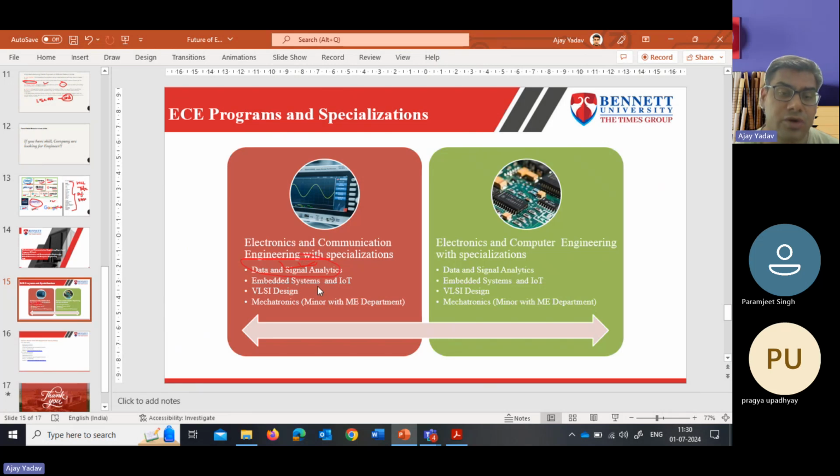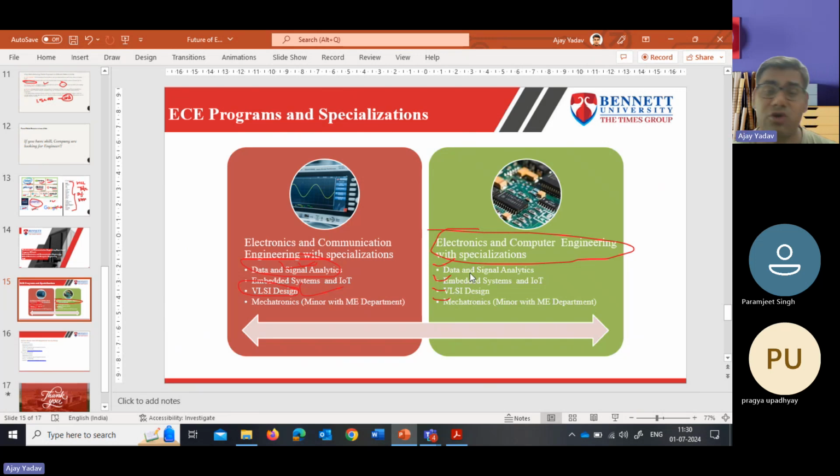Then embedded systems and IoT. Here we teach you how to control your hardware with the help of software. We teach you about microcontrollers, Raspberry Pi, FPGA boards, all these things. Third is VLSI design, that is chip manufacturing, as I told you. VLSI design is also a very good area, and here you have a lot of jobs. The fourth is a minor degree program with mechanical engineering, in the area of mechatronics. In the same manner, in electronics and computer engineering also, you have data and signal analytics, embedded systems and IoT, VLSI, and mechatronics.